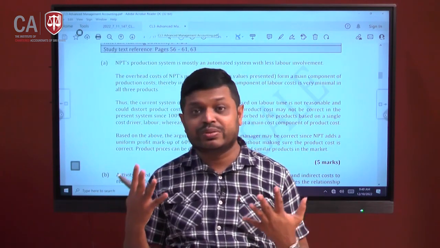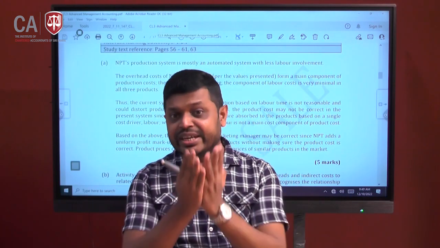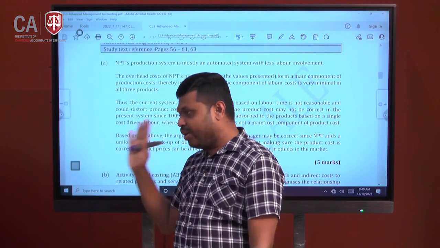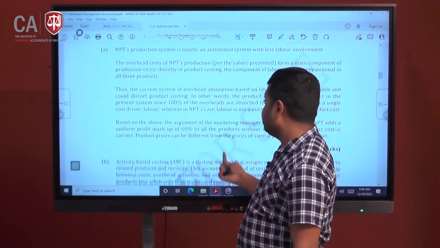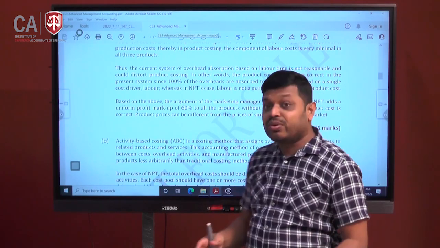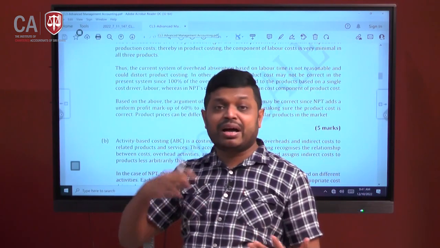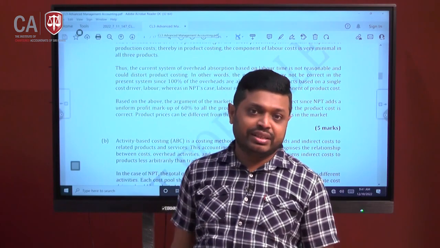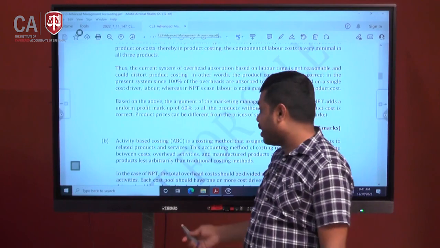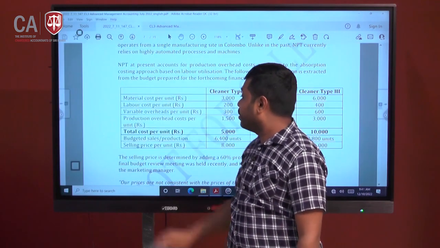You have to use the activities which generate those overheads. Based on that activity consumption, you have to allocate the cost. And it is a 60% markup without making sure that the product cost is correct. Therefore, a 60% markup will distort the pricing. Therefore, you have to agree with the statement made by the marketing manager, right.